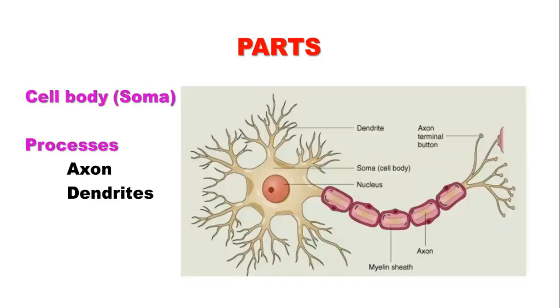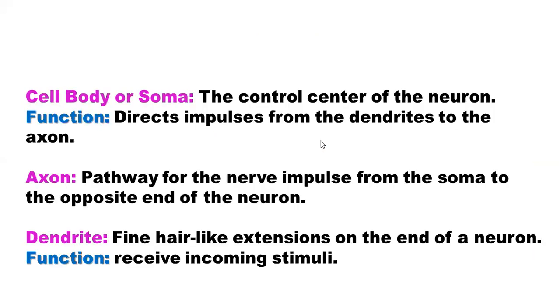What are the parts of neuron? There are two parts, cell body and processes. There is a cell body called the soma and processes are one axon and dendrites. Maybe none, maybe one, maybe two, maybe more. So these are dendrites and here is axon and here is soma or cell body. Cell body or soma, the control center of the neuron.